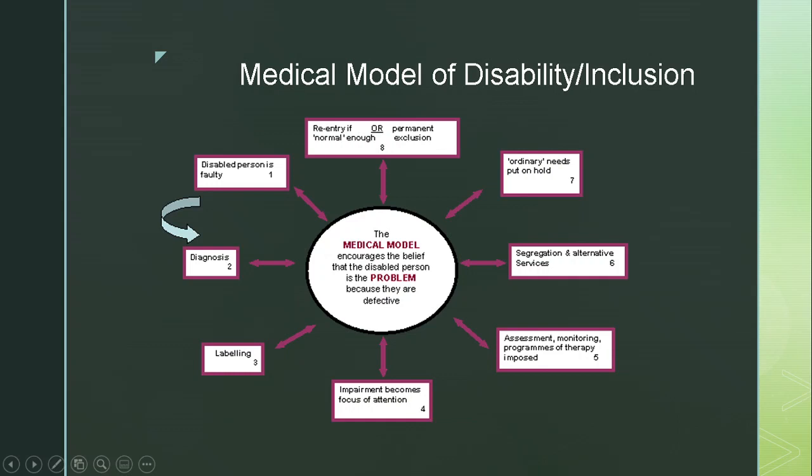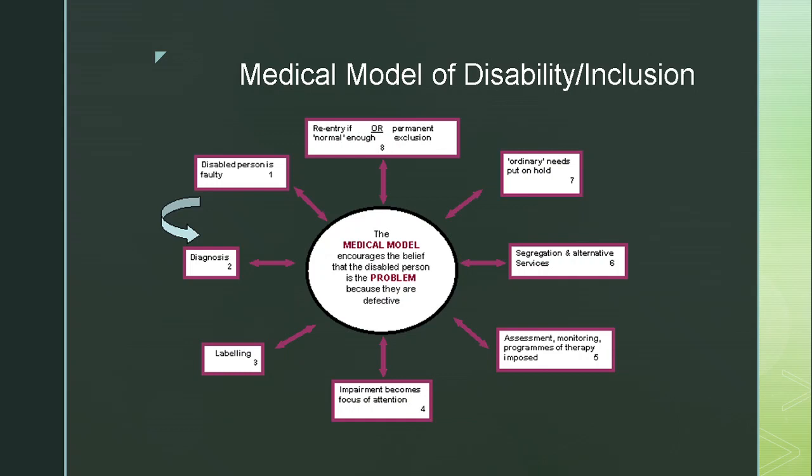So in terms of the medical problem, we have this 8-stage model. As a starting point, the disabled person is classified as faulty in some way. So therefore we give a diagnosis, and there's various disabilities in this model of disability that a person might be diagnosed with. From there, we then label that person or categorize them. So they have this, and there's various stigmas that are attached to that. And then we might look at how their impairment becomes a focus of attention. So we focus on their impairment more than anything else.